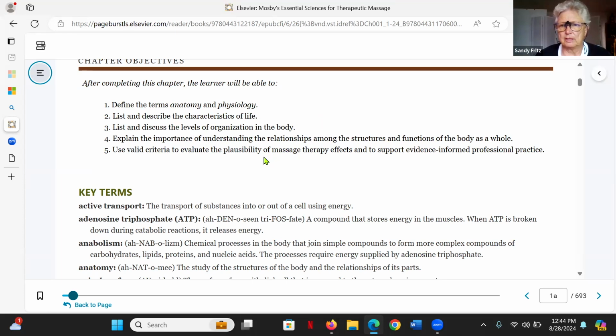So in general, when we think about our massage application to support health and well-being, one of the things we're looking for is what is normal function? And then if normal function isn't optimal, what do we do? What can we do with massage that would mimic the normal function and support a more optimal function?